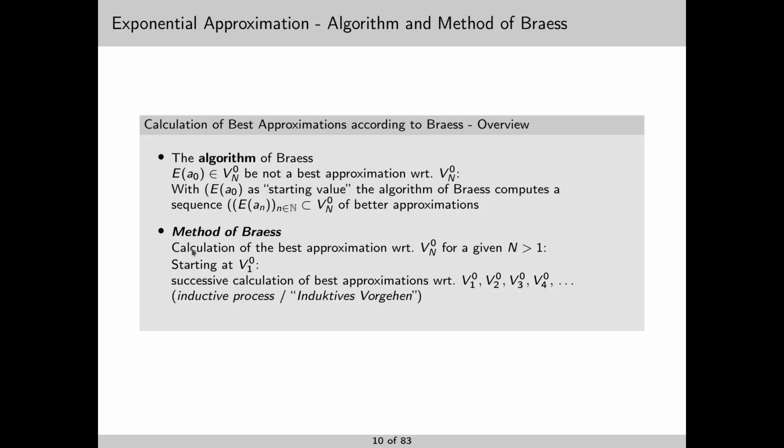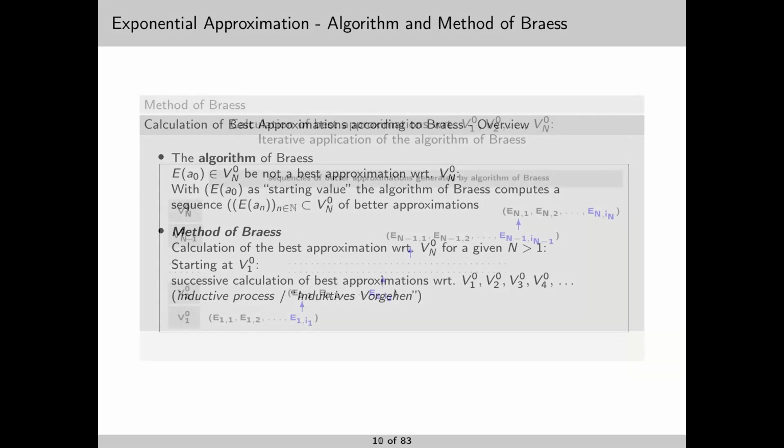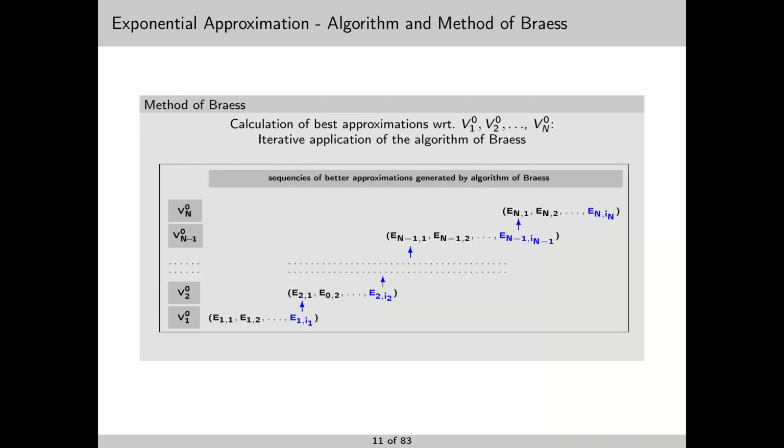In order to compute a best approximation with respect to V_n for a given n greater than 1, Braess proposes to calculate successively the best approximations with respect to V_1^0 and then V_2^0 and so on until you finally reach the set V_n^0. Braess called this an inductive process, which works like this. Start at V_1^0.